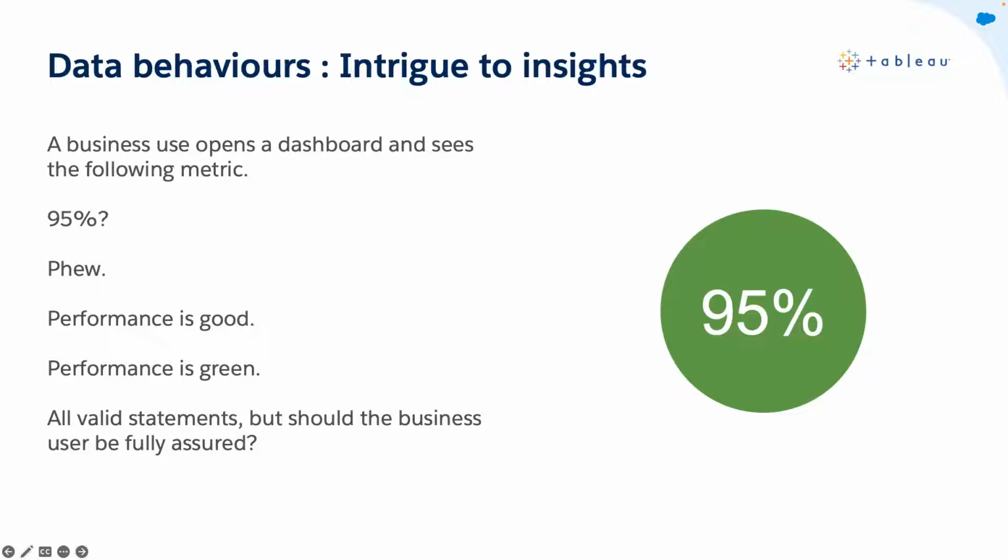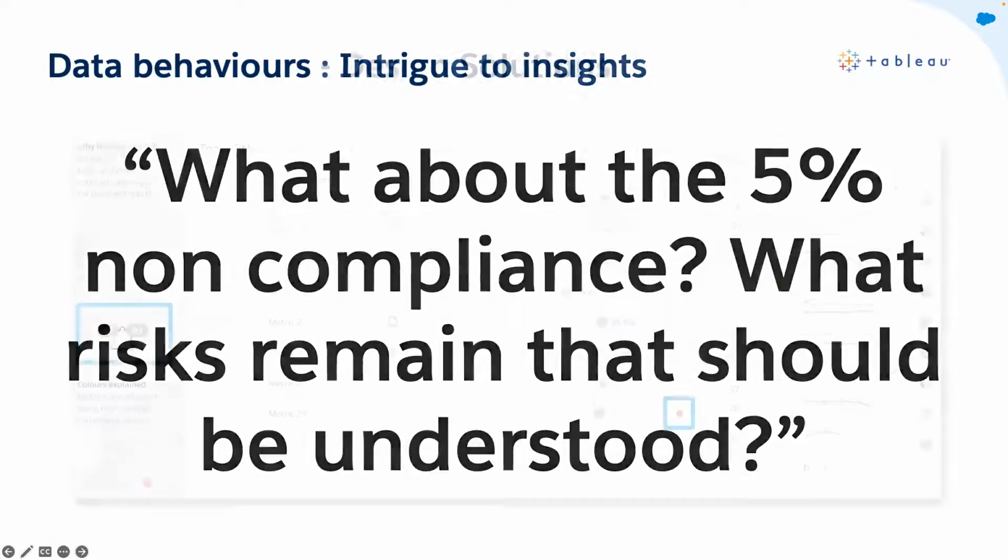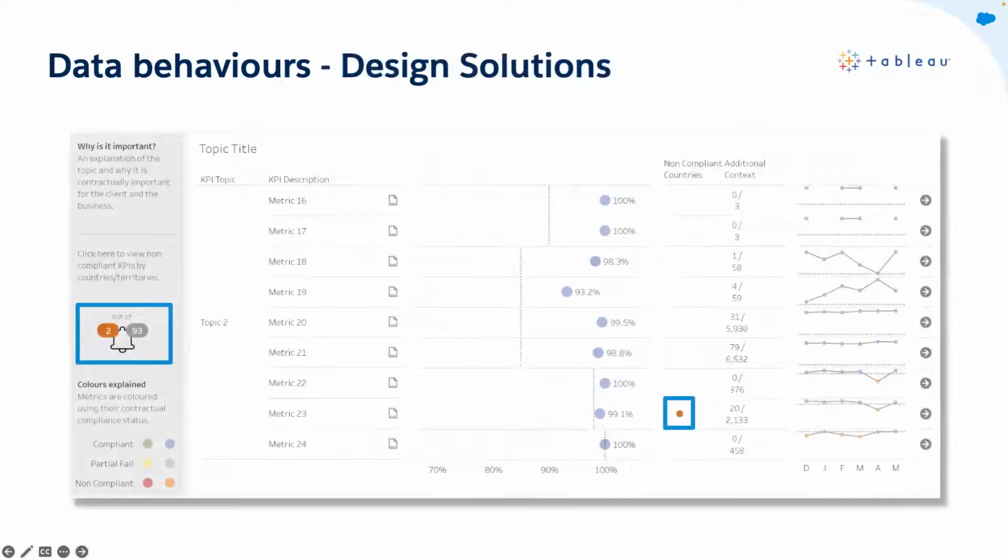So if we move on to the next slide, as I say, what about the 5% non-compliance? What risks remain? Well, again, giving you an insight into Tableau and what you can do, what I will now share with you is what we do in JLL. So that very same KPI dashboard, you've got the ability there. We shamelessly copied maybe a certain mobile phone design. You'll see on the left-hand side, you've got an alarm bell and it says 2 out of 95.